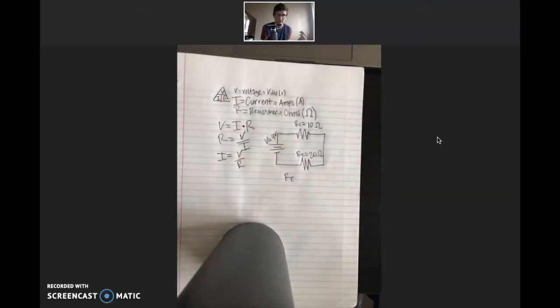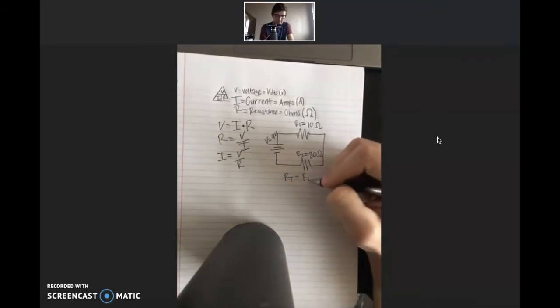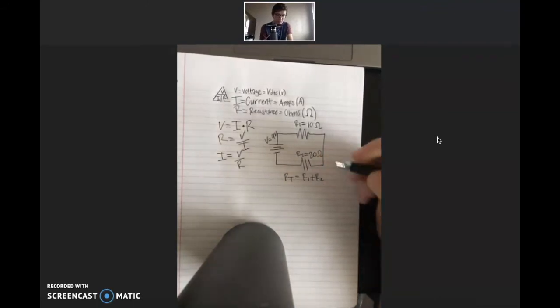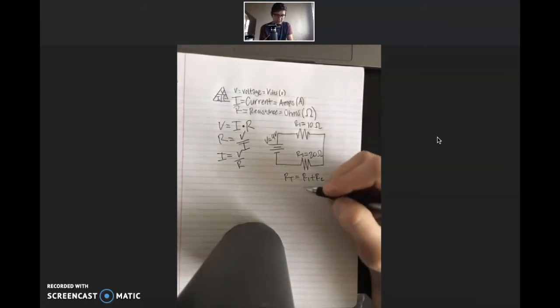That's pretty much what it is. So resistance total in a series circuit is equal to resistance 1 plus resistance 2. And then if we had more resistors, you would add them on. So plus resistor 3, resistor 4, resistor 5, so on and so forth. Pretty easy stuff. So this one's pretty easy.